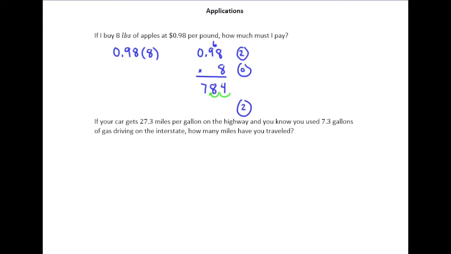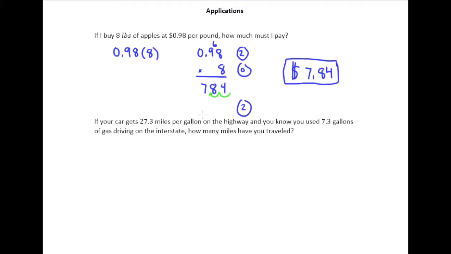So I know that I am paying $7.84 total. And of course, don't forget your label when you are doing an application problem like this. So make sure that $ sign makes it onto your answer.